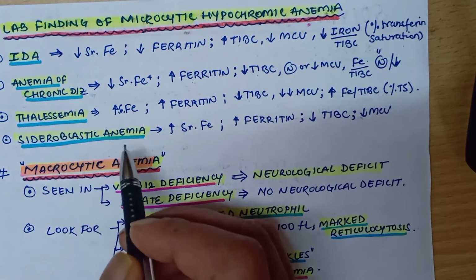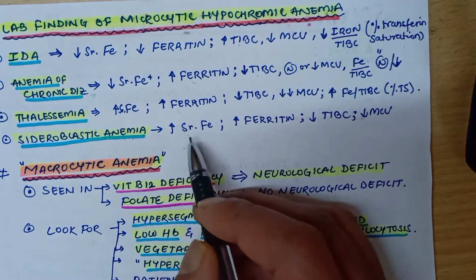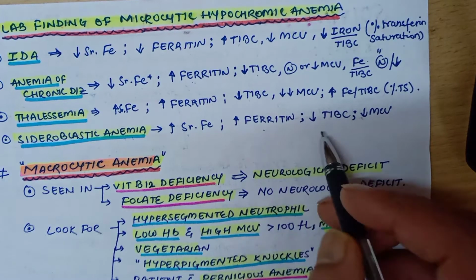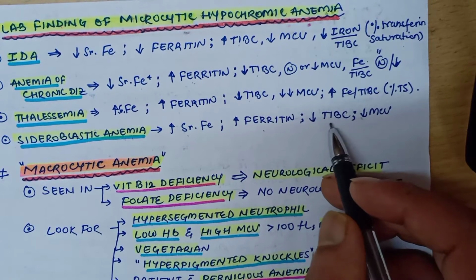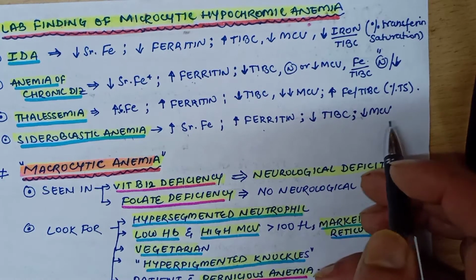In sideroblastic anemia, there will be increase in serum iron with increase in ferritin level. So there will be decrease in total iron binding capacity with low mean cell volume.